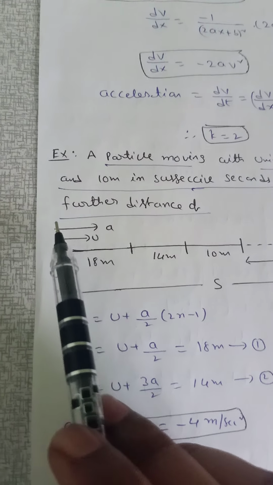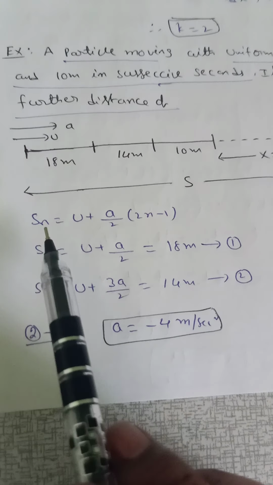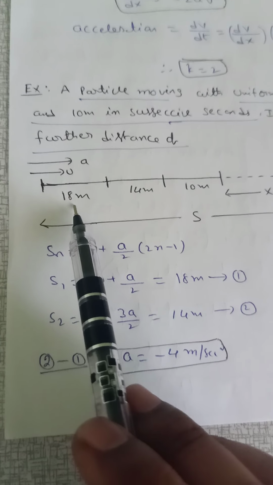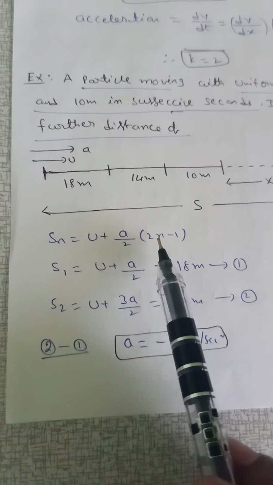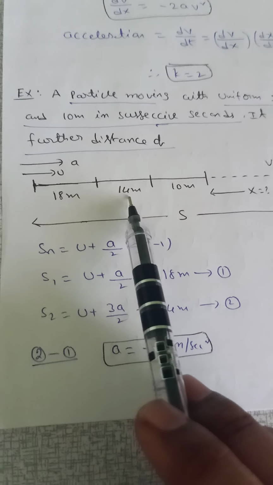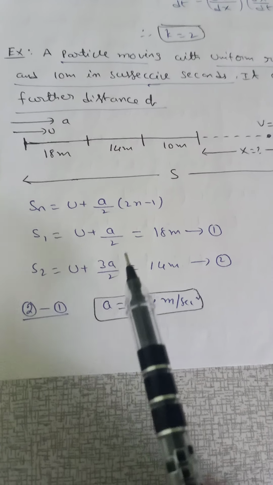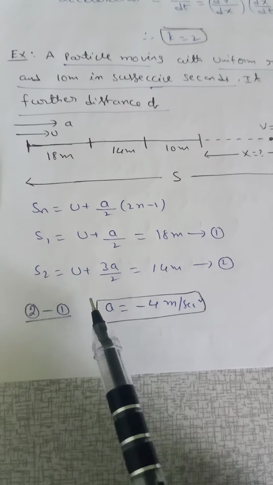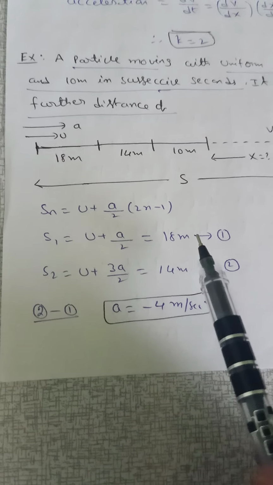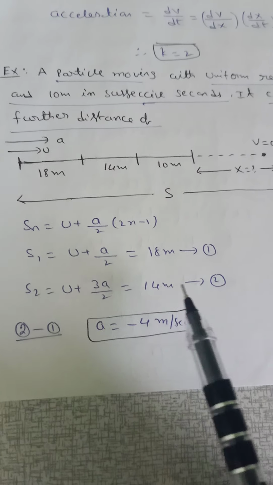u is the initial velocity and a is the acceleration. The distance traveled in the nth second is Sn equals u plus a into 2n minus 1 by 2. For the first second, distance 18 meter, n is 1, so 2 into 1 minus 1 is 1, a by 2. For the second, distance 14 meter, n is 2, so 2 into 2 minus 1 is 3, 3a by 2. So first second: u plus a by 2 equals 18 meter. Second: u plus 3a by 2 equals 14 meter.